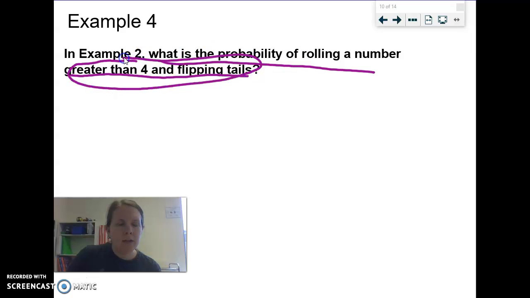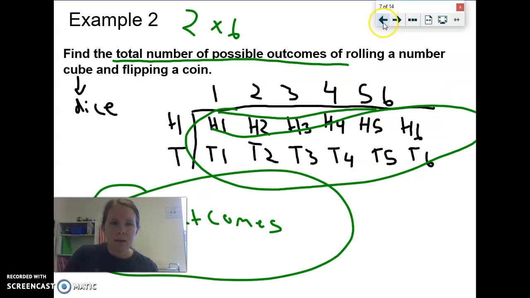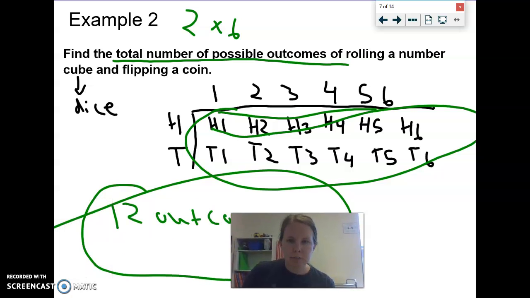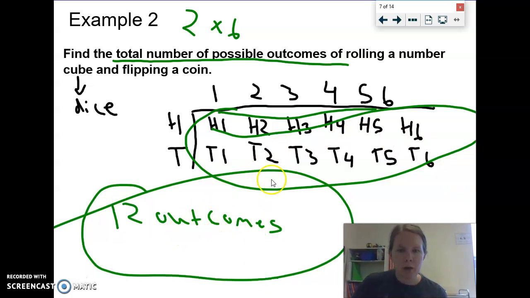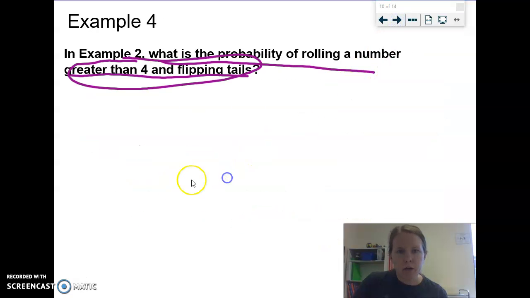So we got to go and look then at the probability. Remember, our probability is the favorable outcomes out of the total of possible outcomes. So I'm going to go back to example 2. In example 2, we talked about that there is a total of 12 possible outcomes. So when I go back to this one, my 12 possible outcomes are going to be on the bottom because that's my possible, and I want to figure out what's my favorable.